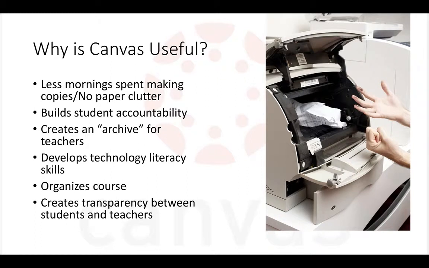Next, I said it organizes the course, which is an excellent thing. It makes it so that the course is broken down into units and it's easily accessible to find where you're at in the course and for the students to know where they're at in the course.